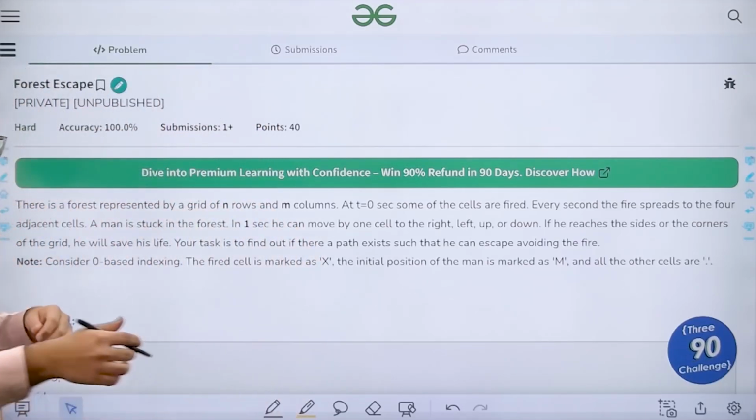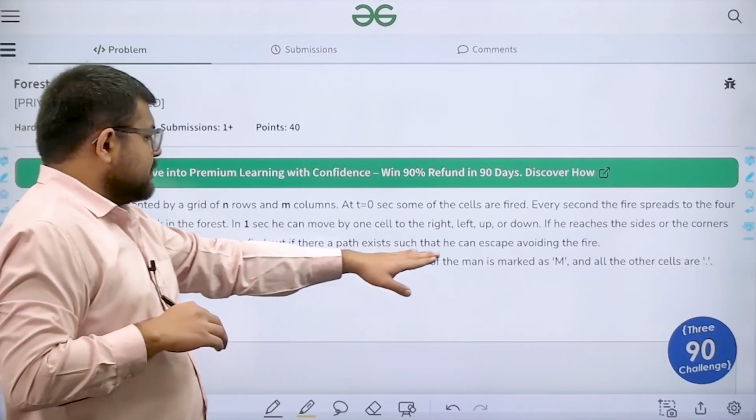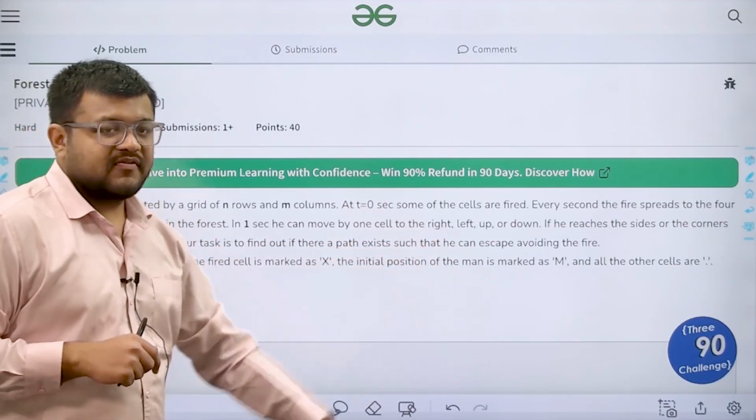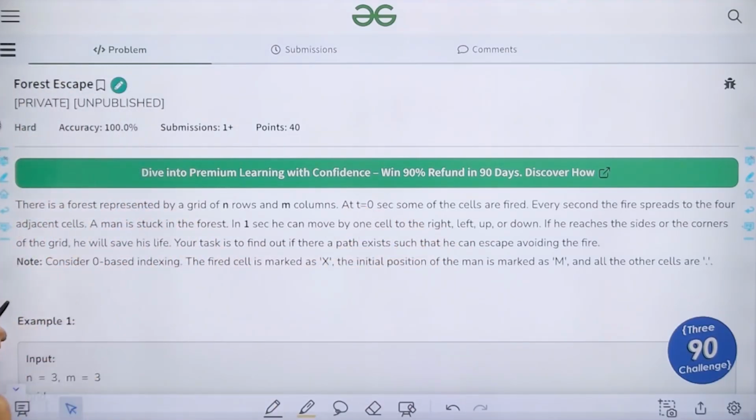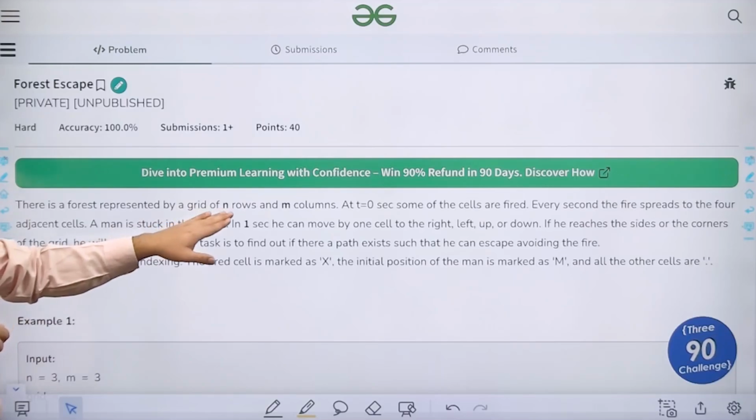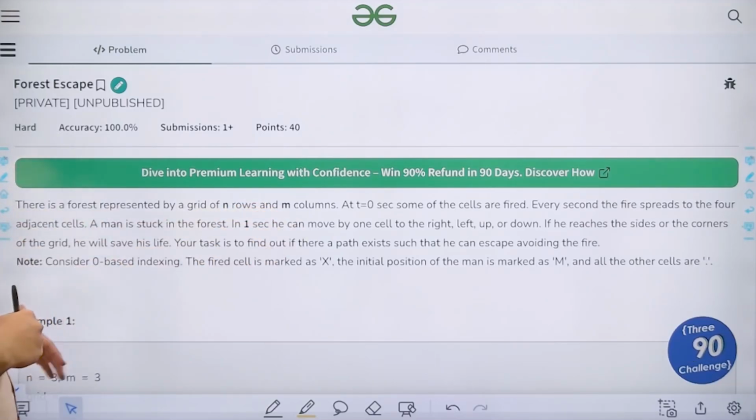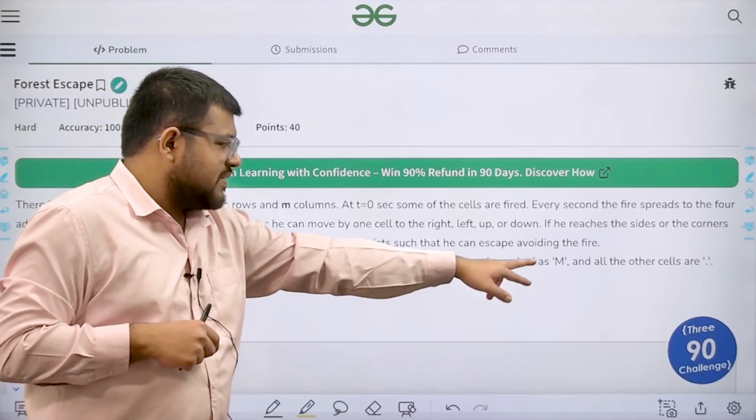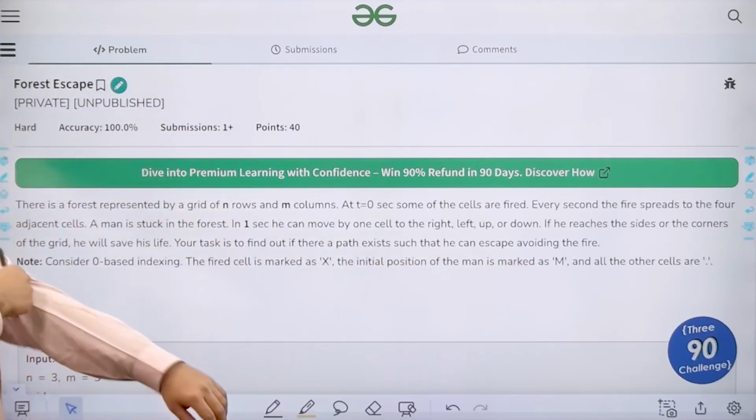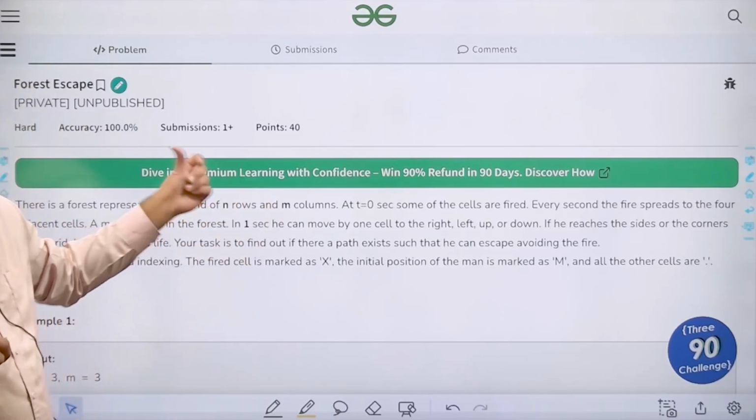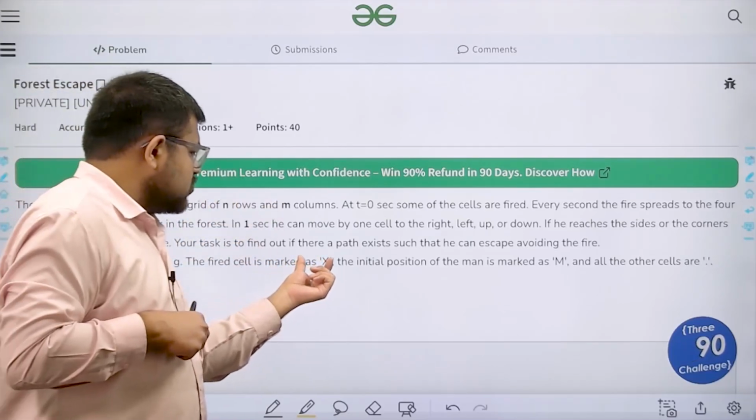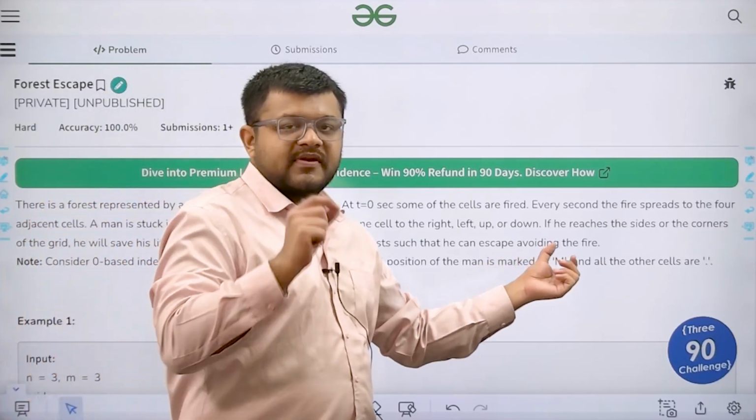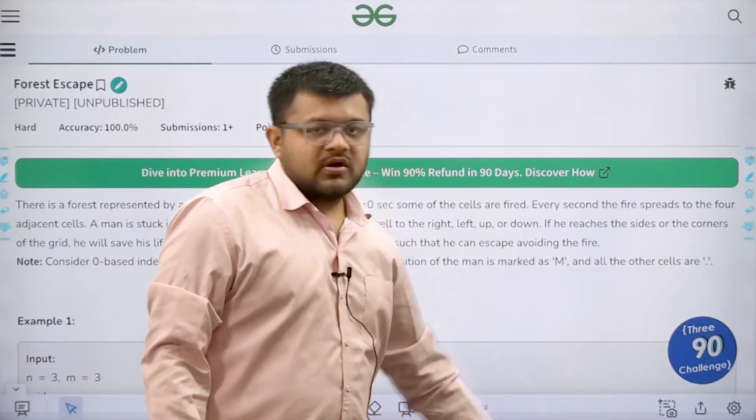Your task is to find out if a path exists such that he can escape avoiding the fire. So we need to tell whether he can escape the fire or not. Consider zero based indexing. So we need to consider rows from 0 to n-1 and columns from 0 to m-1. The fired cell is marked as X, the initial position of the man is marked as M, and all the other cells are marked as dot. So we will be given a grid of size n cross m which represents the forest, where X would be the initial cells which are on fire at t equal to 0 seconds, M will represent the initial position of the man, and dot will represent nothing.